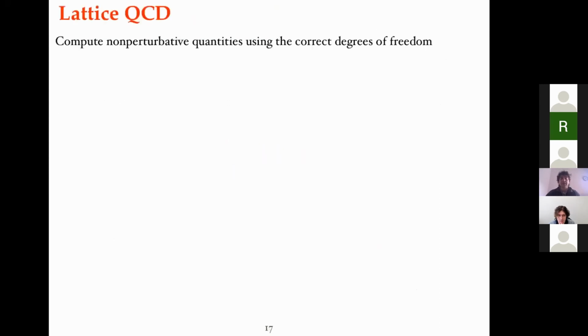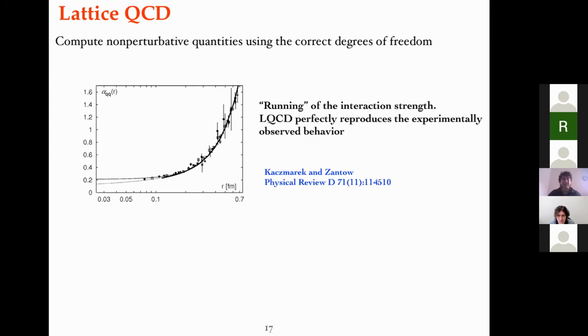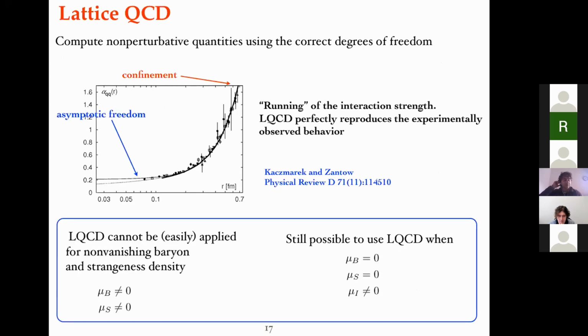What are the possible methods? There's certainly lattice QCD. The next talk, I think, will be discussing this, and it is basically very successful because it reproduces the two basic properties of QCD, which are asymptotic freedom and confinement. However, it can be done at mu I different from 0, for small mu s, the strangeness chemical potential, but certainly zero mu B.